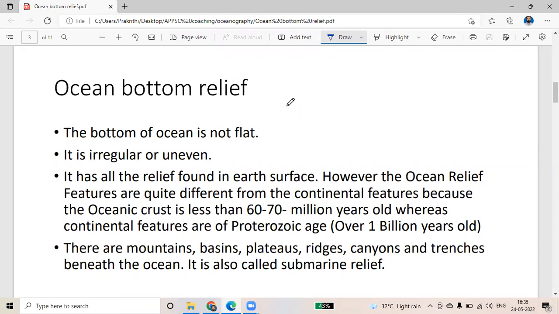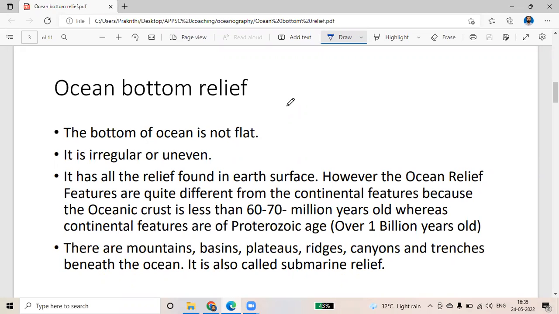Whatever features are available on the Earth's crustal layer on the land surface are available on the oceanic bottom also. Like mountains, basins, plains, plateaus, ridges, canyons, gorges, valleys, जो भी features हो, that is also available on the bottom of the ocean. That kind of relief is also known as the submarine relief or the ocean bottom relief. So here today, that is what we are going to discuss. But there is some difference between the oceanic relief and the continental relief.